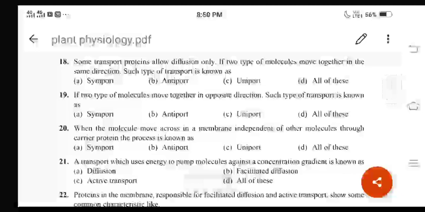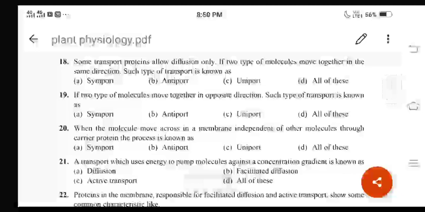These questions are related to the concept that comes after facilitated diffusion. We are going to study a small concept called passive symports and antiports. The questions are related to this one. For question number 18, option A is the correct answer.